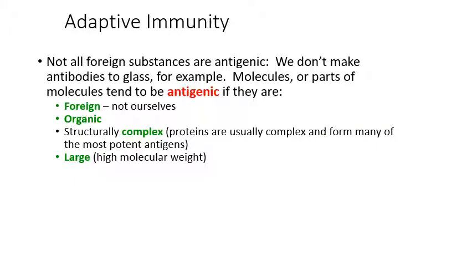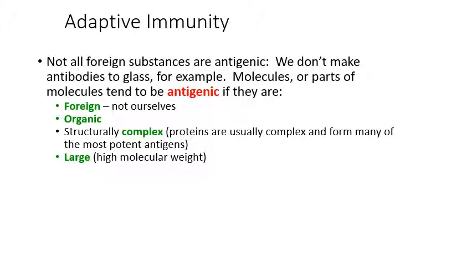Okay, so what makes a good antigen and what makes a bad antigen? Antigens, again, are anything that your immune system recognizes as being foreign, but what it recognizes is going to have to do with the size of the foreign molecule and the structure of the foreign molecule. So one, it should be foreign. For the most part, your immune system should not be recognizing self proteins as being antigens.